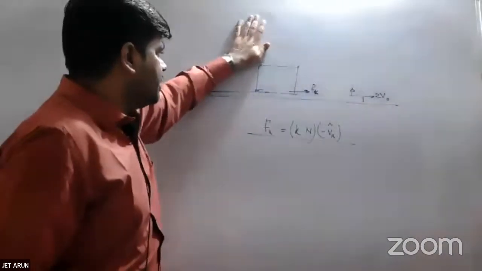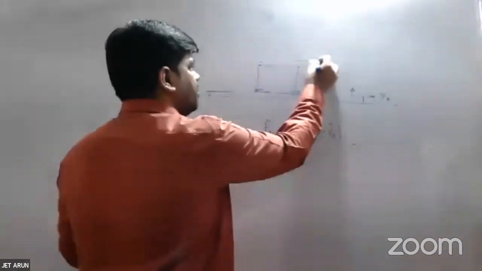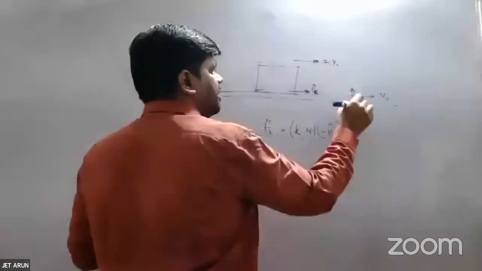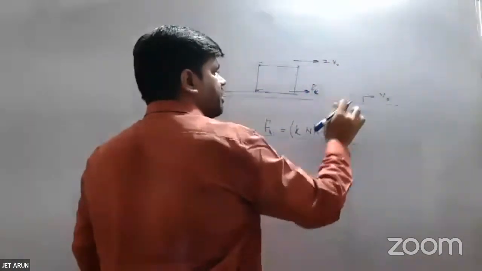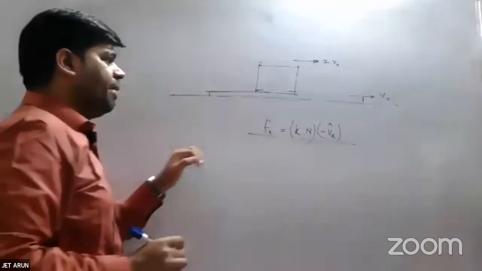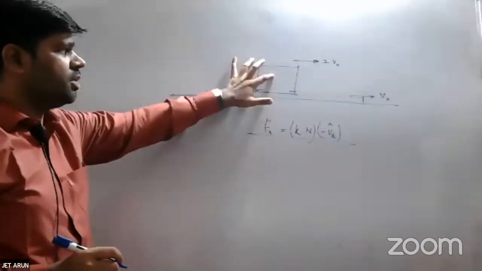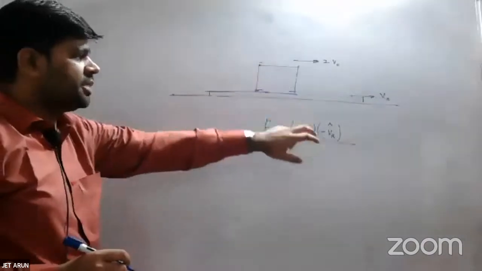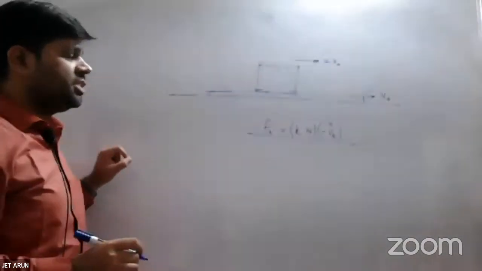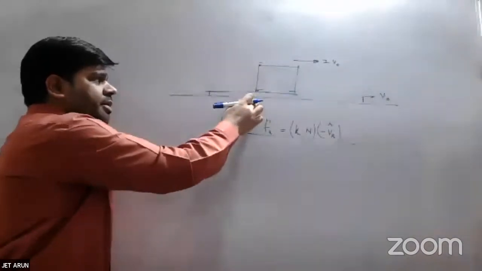But now, let us say this particle is moving towards right with velocity of 2v naught, and the plank is moving towards right with velocity of v naught. Now, what do you think the direction of friction is? The magnitude is the same again, mu into N, where N is the normal reaction experienced by the block, but the direction is minus vr cap. Let us see what the vr cap says. Vr cap is the velocity of the block with respect to the plank.